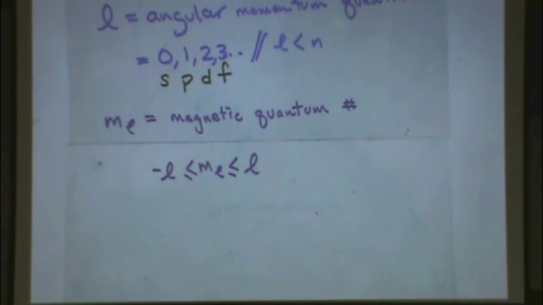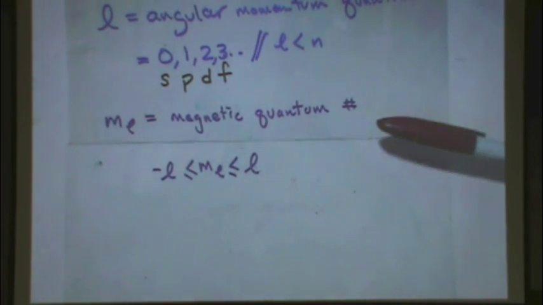Okay? So for example, if L is 0, and I'll illustrate this more later, but if L is 0, M sub L would be 0, because it's between 0 and 0. If L is 1, then M sub L is between 1 and negative 1. So it would be 3 possible numbers, 1, 0, minus 1. Okay? And you'll see me write this out a little while later.